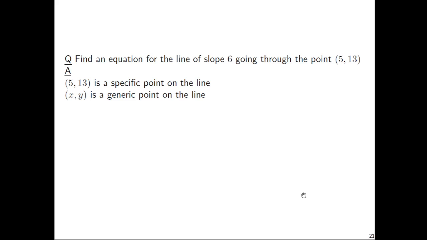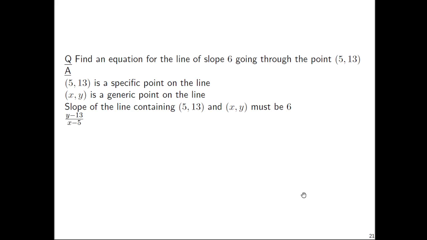Now, I think a lot of people have seen a way of attacking this question, but I really want to build all of the ideas together. So please follow this exploration with me. What we have is the point (5, 13), and then we have this generic point (x, y). And the slope of the line that contains these 2 points, the specific point and the generic point, must be 6.